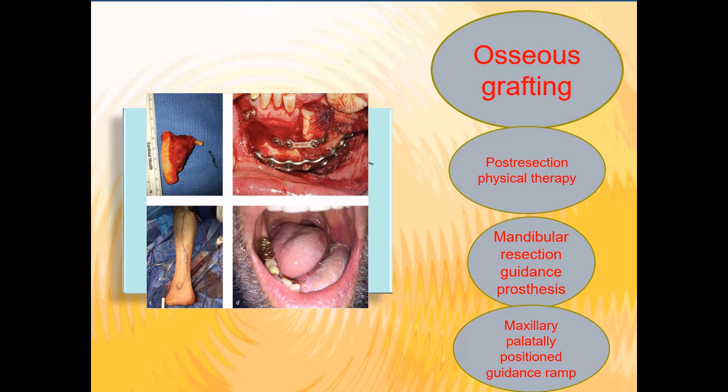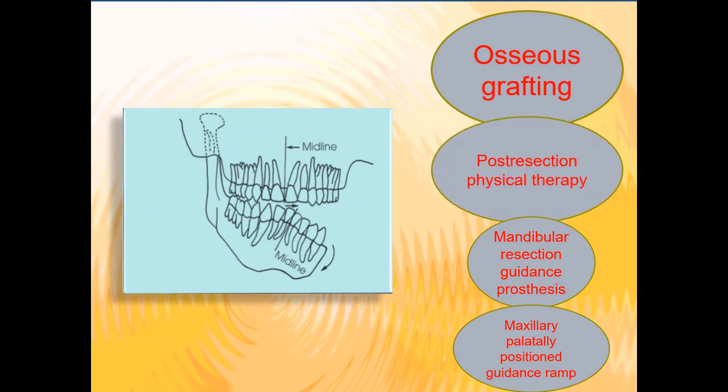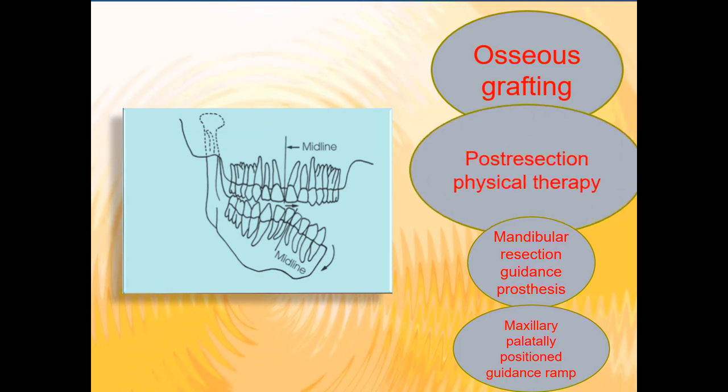Now, when the restoration of mandibular continuity is not possible, we go for early post-resection physical therapy, that is to reposition the mandibular fragment towards a more normal position and also to minimize the effect of scar formation that will make the deviation more severe. So the physical therapy includes stretching exercises as well as reposition training.